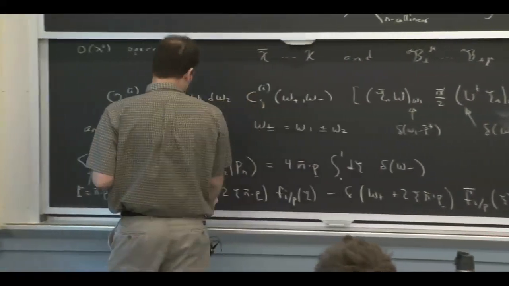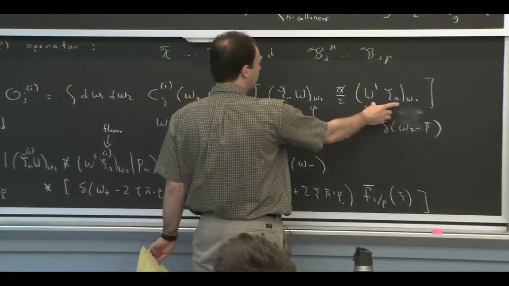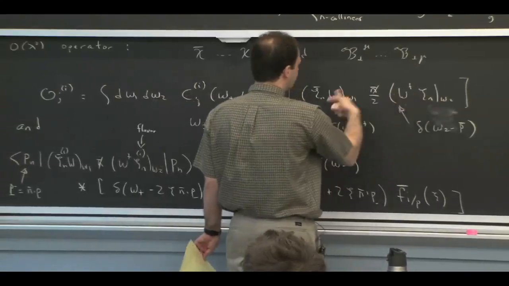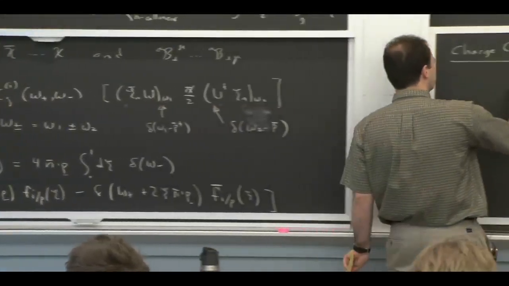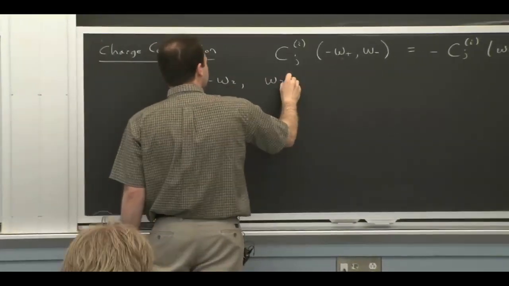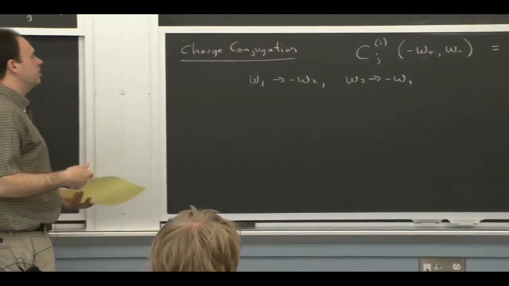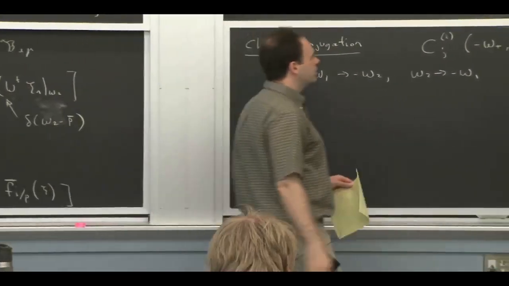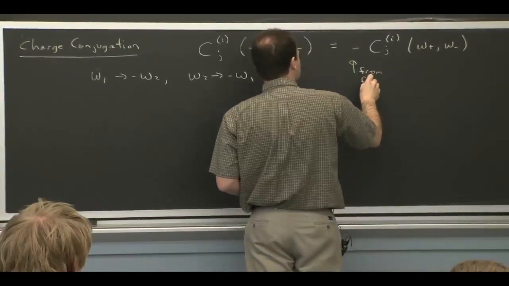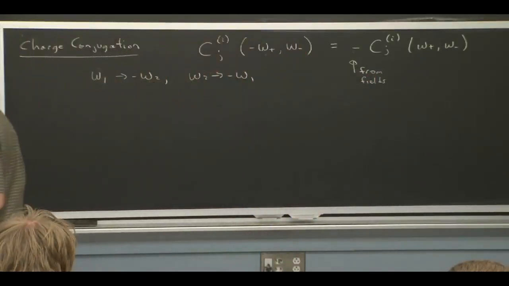And basically what happens in the operator when you do charge conjugation, remember that chi goes over here to chi transpose, and the W switches sign. So basically what charge conjugation is doing is taking W1 to minus W2 and W2 to minus W1. And that's why the W plus switches sign, but the W minus doesn't. And then there's an overall sign from the usual charge conjugation transformation of the fields for a vector current.